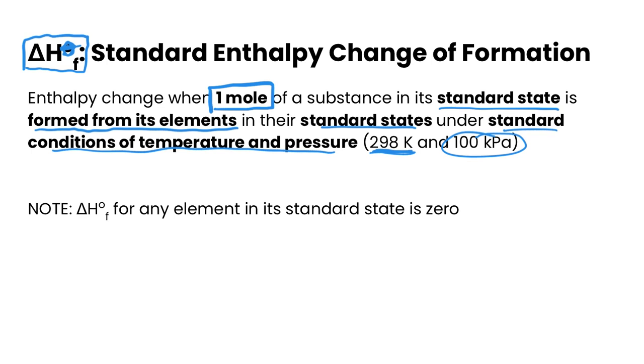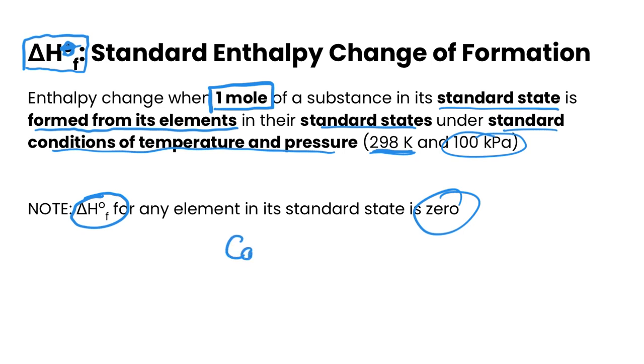So it's kind of complicated in terms of its definition, but really it is basically writing out synthesis reactions for different compounds from their elements and measuring the enthalpy change that goes along with that. So the one thing to note is that the delta H of formation for any element in its standard state is always going to be 0. And that's because there's no actual change that's happening there.